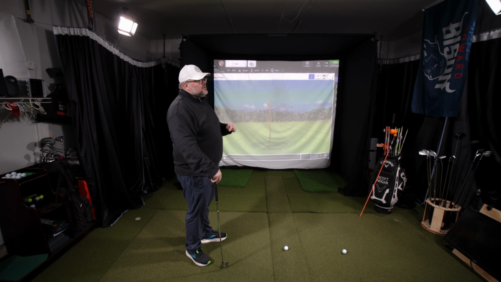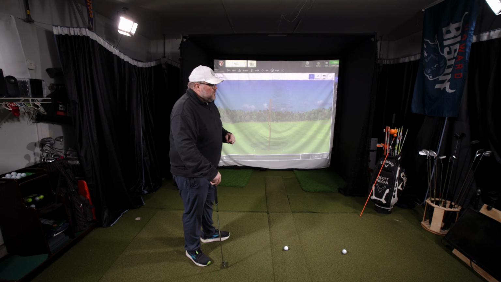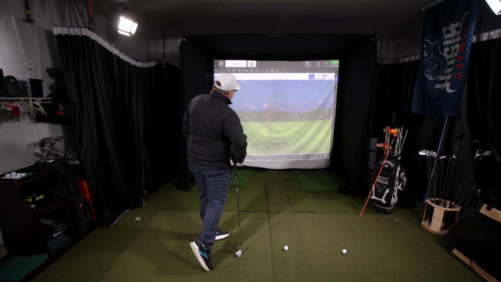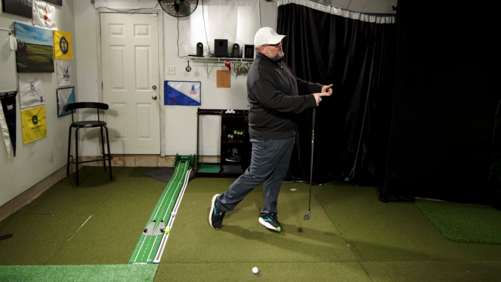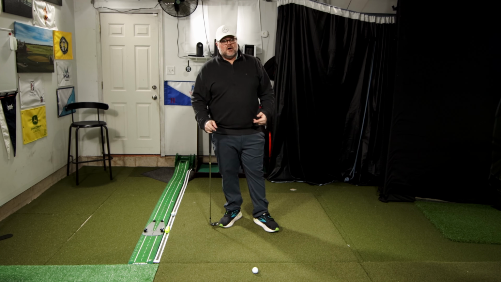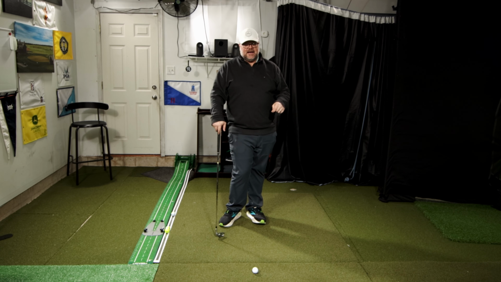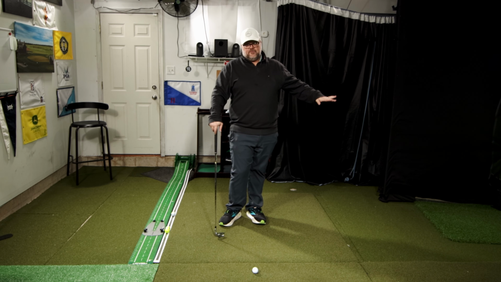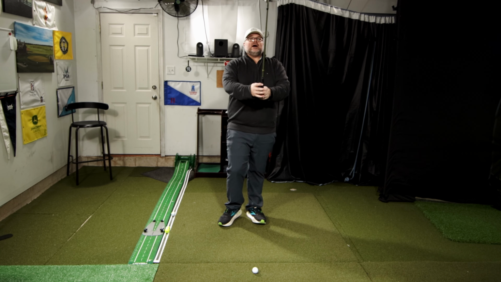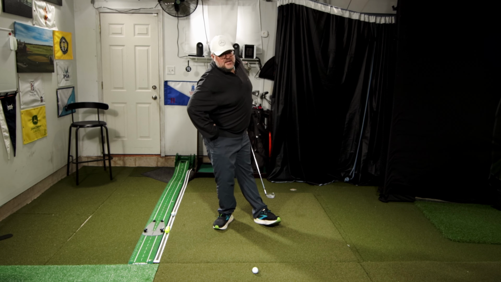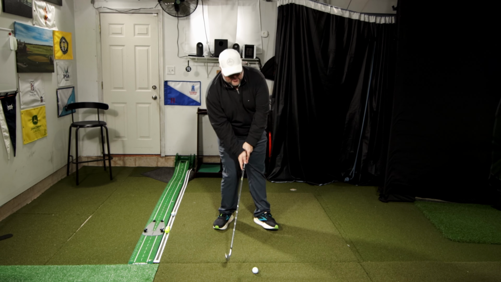Now, the other thing that's going to happen here is as you're pushing back, I also want to feel like I'm pushing my pelvis forward as we go. I want to be moving forward. Especially with an iron, I need to get my low point forward of the golf ball. So I don't want to just push back and hang out back here, right? Because then I'm going to start hitting the ground early.